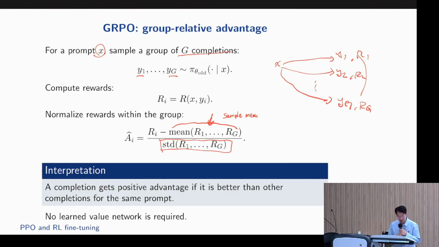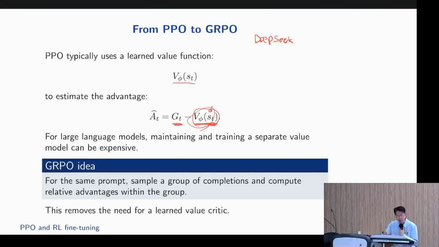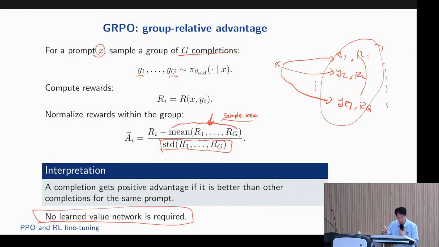The interpretation is a completion gets positive advantage if it's better than the other completions sampled for the same prompt. What's nice is you don't need any separate value network. But what's the downside? You need to generate multiple trajectories. It can be slow because you generate multiple trajectories and compute the sample mean, as opposed to a single call to the black box function. But you can save memory and use more GPUs to increase the model size.